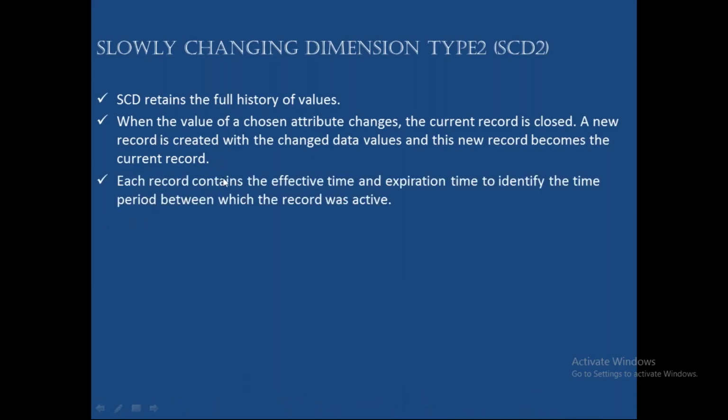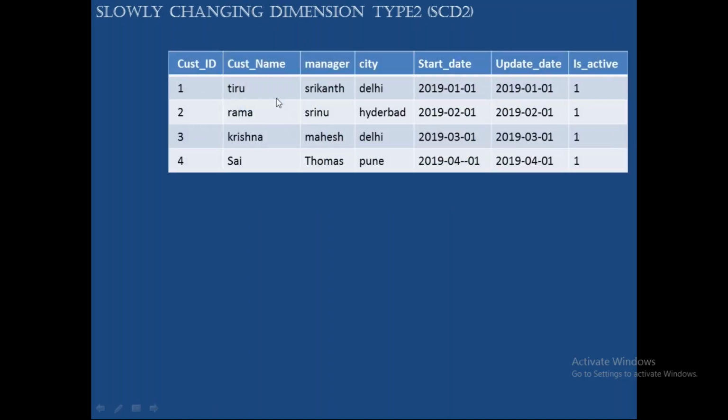Next, each record contains the effective time and expiry time to identify the time period between which the record was active. So from what time to what time he is in Bangalore, what time to what time he is in Hyderabad, all those things we know from the effective time and expiration time. We'll talk about those things with some examples so that it will be easy for you to understand. That's the same example I'm taking.